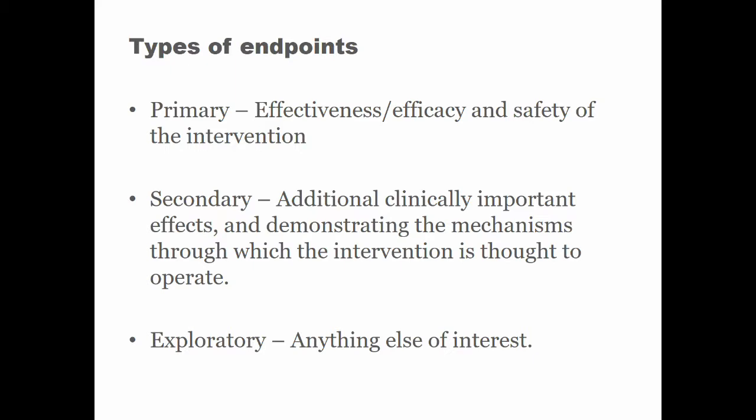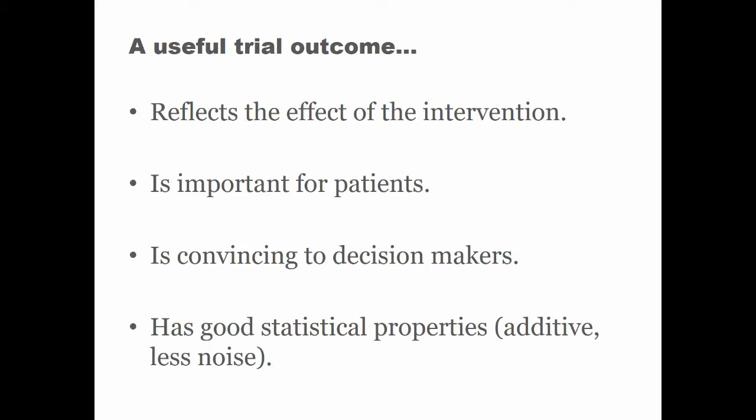So we can rank the endpoints, but we have to think about what really makes an outcome useful on a more principled level. And so again, one, and this is kind of common sense, but it has to reflect the effect of the intervention. So that's a given. Two, and this is becoming more and more important, rightly so, it has to be something that's actually important for patients. Measuring a bunch of things that patients don't particularly value probably isn't the best approach. So more and more often patients are getting involved in trying to determine which outcomes we actually use in a clinical trial.